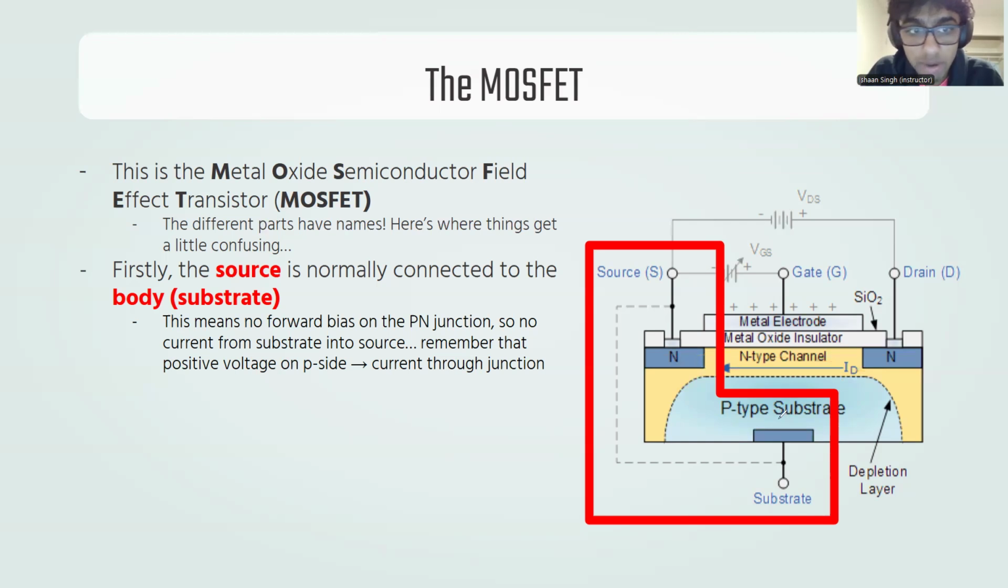Okay. Now, how does oxide work? Oxide is just an insulator. Don't worry so much about how it works. Just accept that it's like rubber around a wire. It's an insulator.